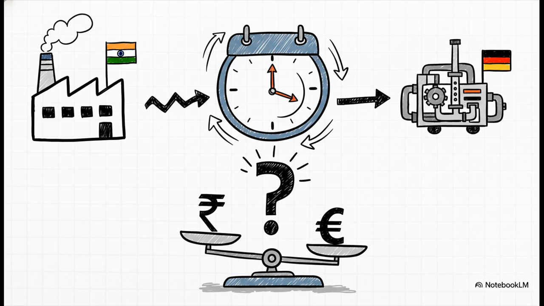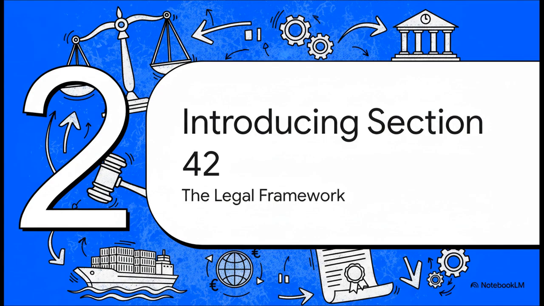For your tax calculations, is the machine's cost based on the rate when you bought it or the rate when you paid for it? And to cut through that uncertainty, the law steps in. So let's get into the legal framework provided by Section 42.